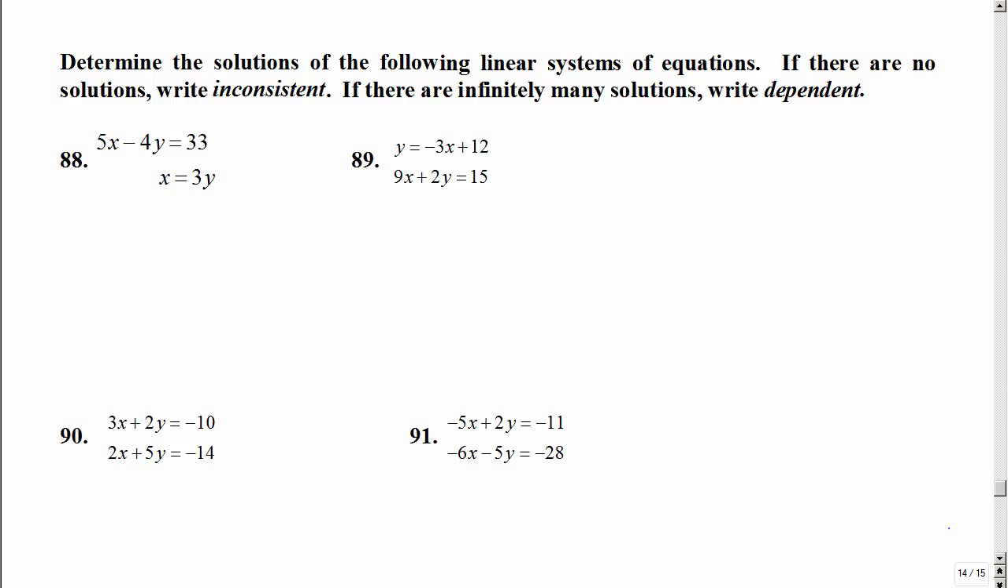In this section, we want to solve the system of equations. It does not tell you what method, so you get to choose. You might want to choose the substitution method or the elimination method. On number 88, it looks like the substitution method would be the easiest. So I'm going to substitute 3y in here for x. So 5 times 3y minus 4y equals 33.